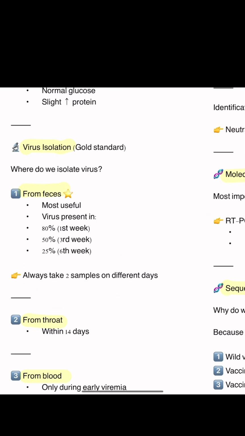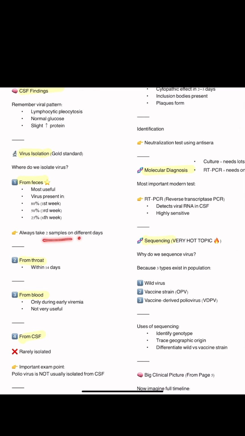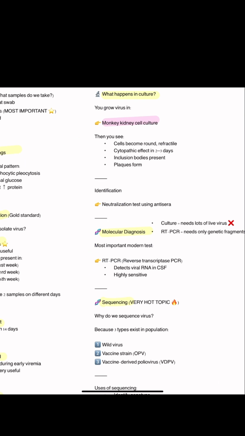Virus is present in 80% in the first week, in the third week 50%, and in the sixth week it is 25%. So 80, 50, and 25. Always take 2 samples of feces on different days. From throat within 14 days, from blood only during early viremia, not very useful. And from CSF, we do not isolate. We rarely isolate virus. We grow virus in monkey kidney cell culture.